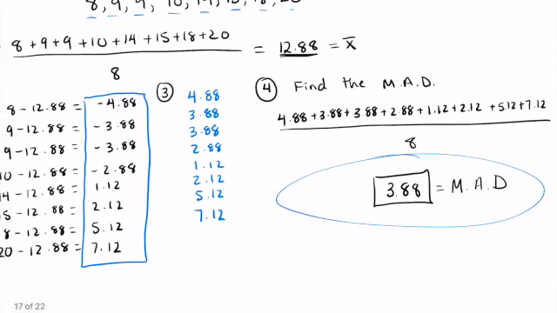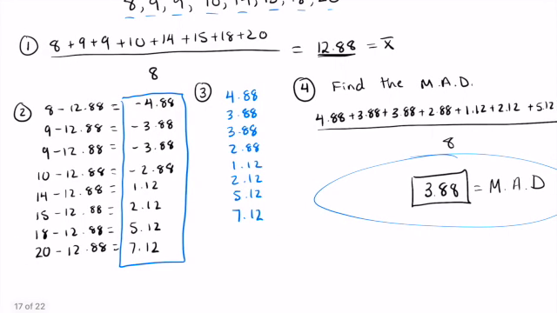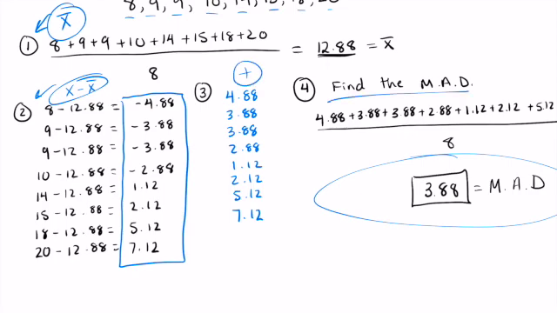So, again, mean absolute deviation in 4 simple steps. Find my mean. Subtract that mean from each data value. Make them all positive. And then find the mean absolute deviation.